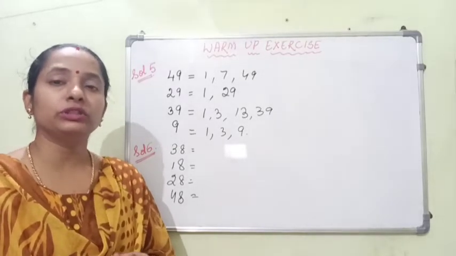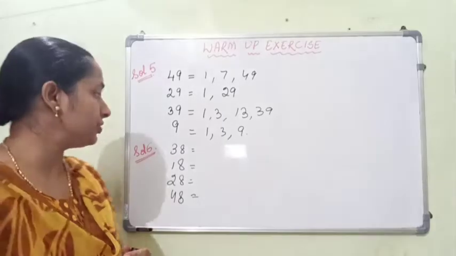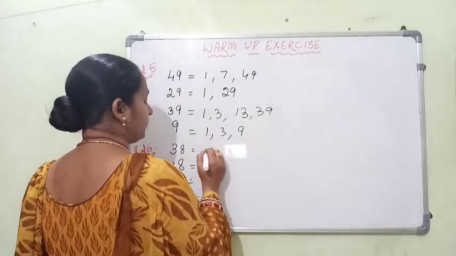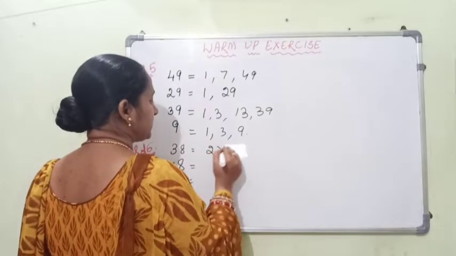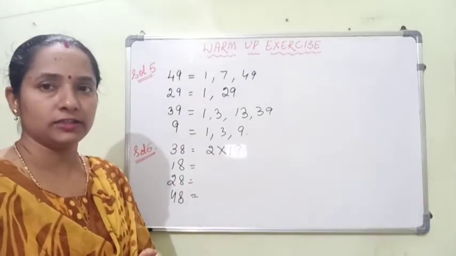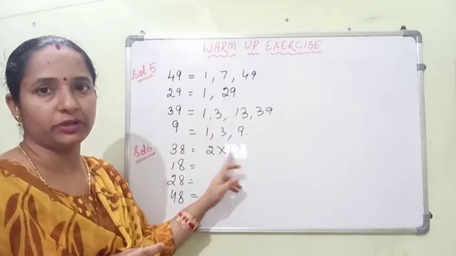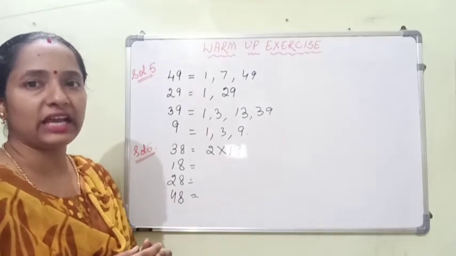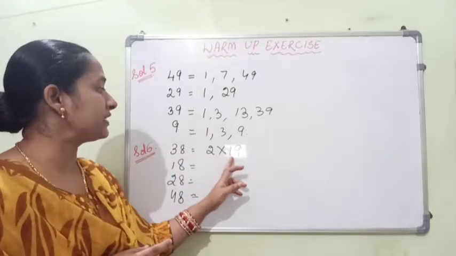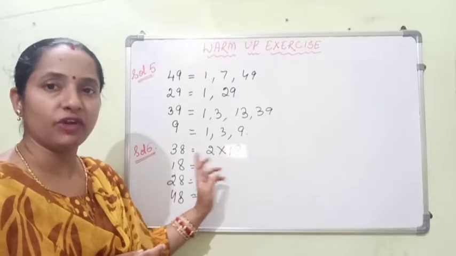What we have to do, this one we can find out by breaking the number, such as 38. 38, how many times will it go? 2 times 19 is 38, isn't it? 19 times 2 is 38. So 2 is a prime number and 19 is a prime number. So 2 and 19 are the factors of 38, as well as they are prime numbers. So they will be called the prime factors of 38.